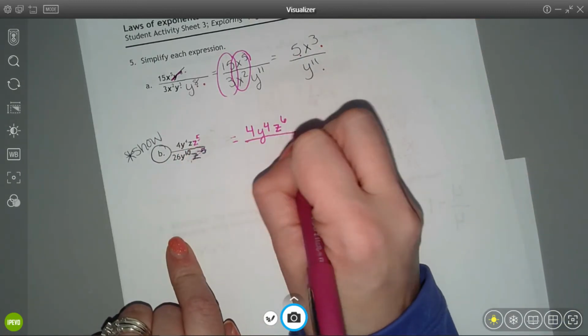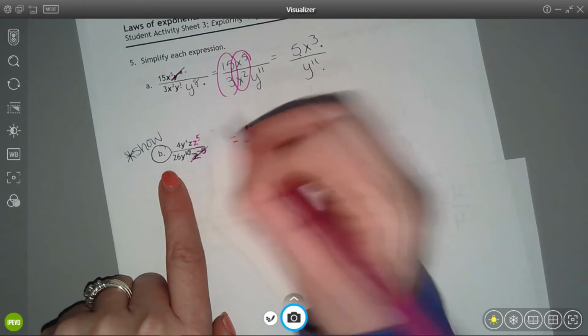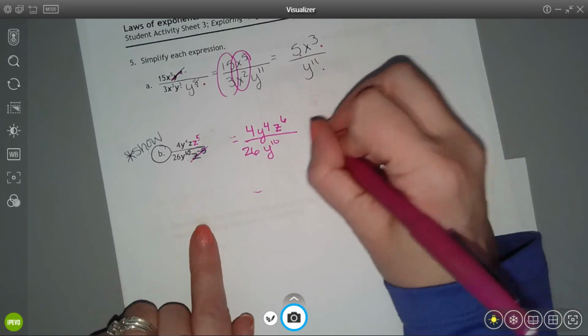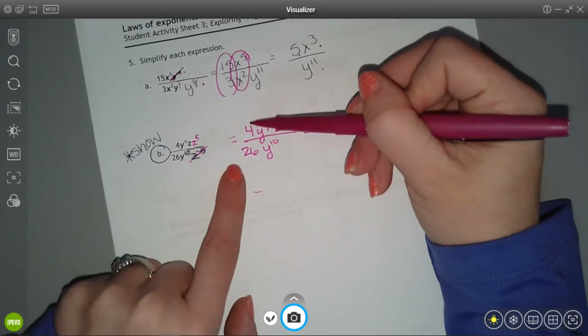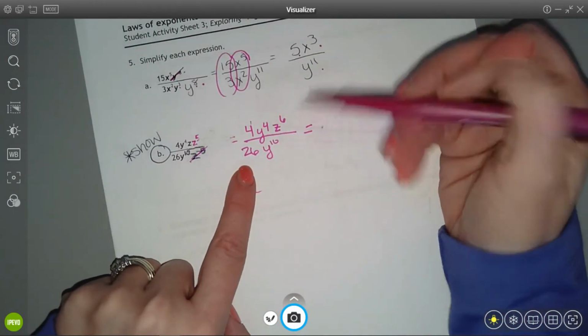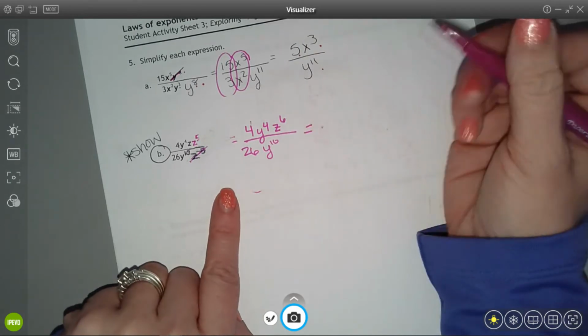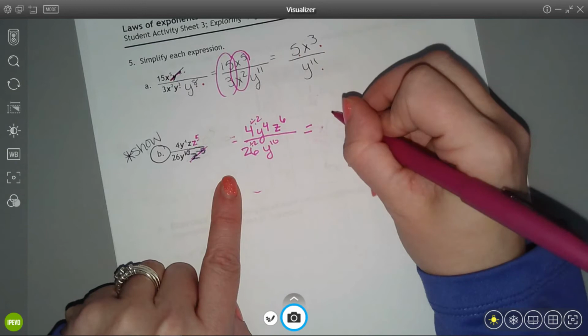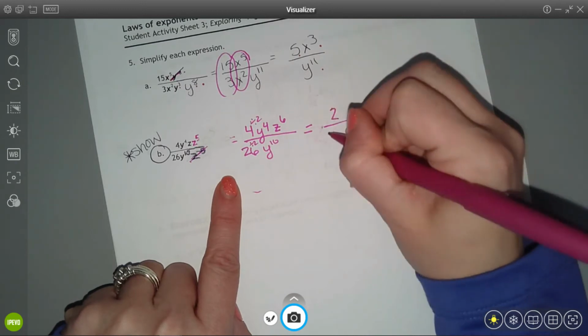In the denominator, okay, again, we cross that off. I'm left with 26y to the 10th. Let's go ahead and simplify this. 4 and 26, that can reduce. I'm going to pick a number that goes into both, which is 2. So divide that by 2, divide that by 2, and I'm left with 2 over 13.